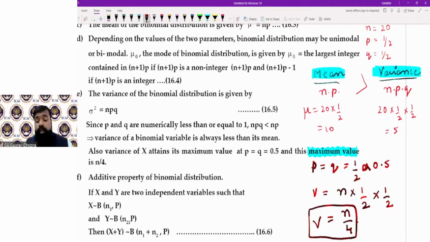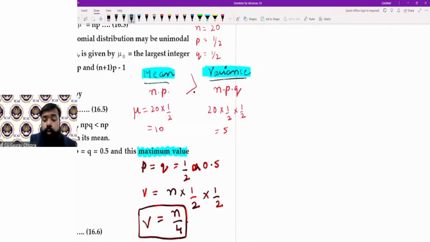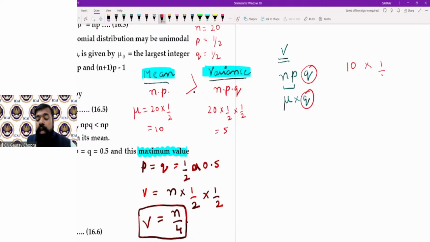Now Ritu is having one doubt. Ritu says, if you look at the formula, how was the variance formula formed? npq. That means np is basically mean, and we are multiplying mean by q, and multiplying any number normally increases the result, but here how is variance decreasing? Yes, here we have to understand the value of q is always less than 1. So if you multiply by a number smaller than 1, the result will get reduced. For example, np is 10 and q is half. As soon as you multiply by half, the result gets reduced to 5. The result went from 10 to 5.